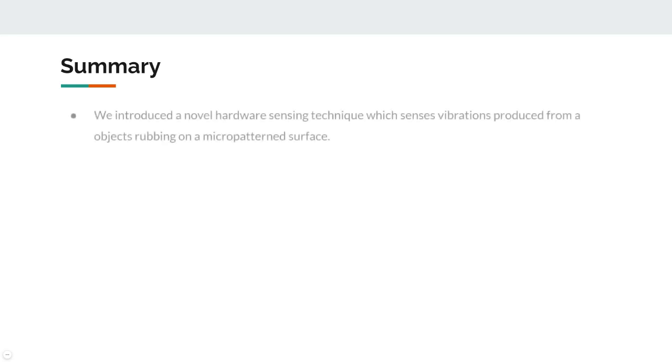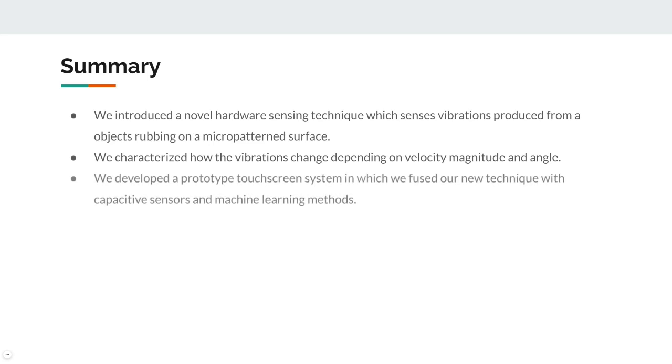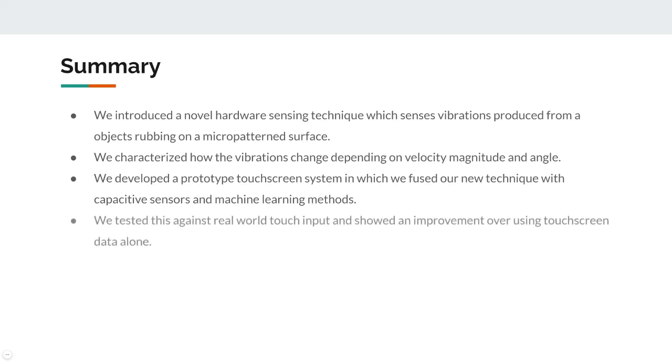To summarize, we introduced a novel hardware sensing technique which senses vibrations produced from an object rubbing on a micropattern surface. We characterize how these vibrations change depending on the velocity magnitude and angle. We developed a prototype touchscreen system in which we fused our new technique with capacitive sensors and machine learning methods. We tested this against real-world touch input and showed an improvement over using touchscreen data alone.